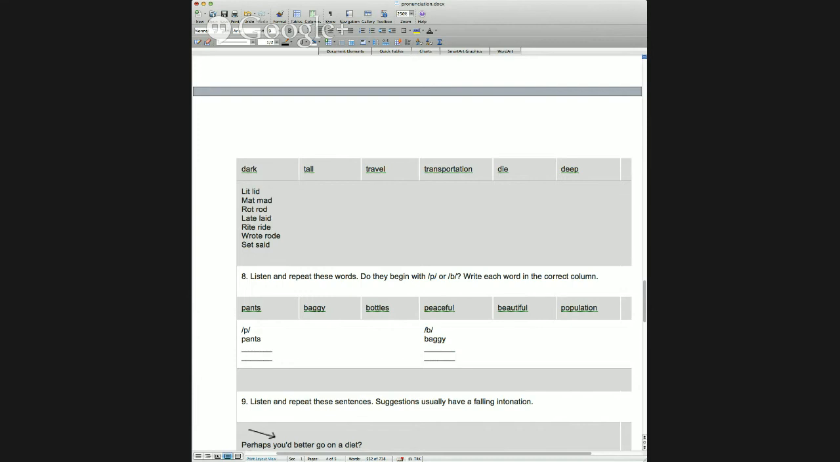Okay? So 1, lit. 2, mat. 3, rod. 4, late. 5, ride. 6, road. 7, set.